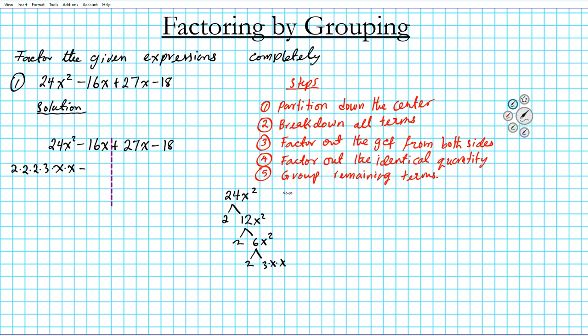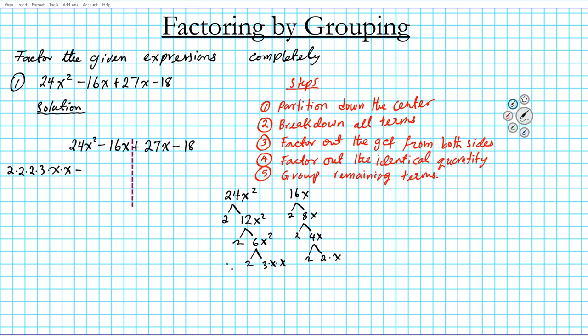Now let's move on to 16x. Let's break that down completely. 2 goes into 16 8 times. 2 goes into 8 4 times. 2 goes into 4 2 times. So we have four 2's and an x. Let's move stuff around a little bit to make some space. So we're going to have four 2's, 1, 2, 3, 4, and then an x.